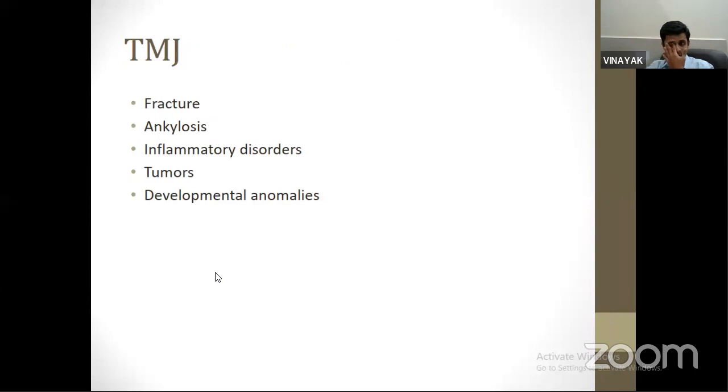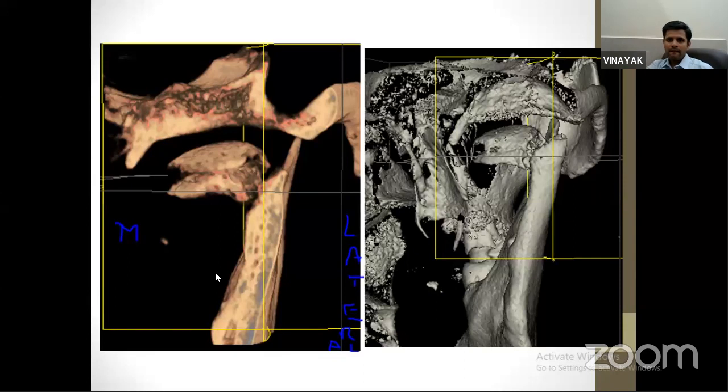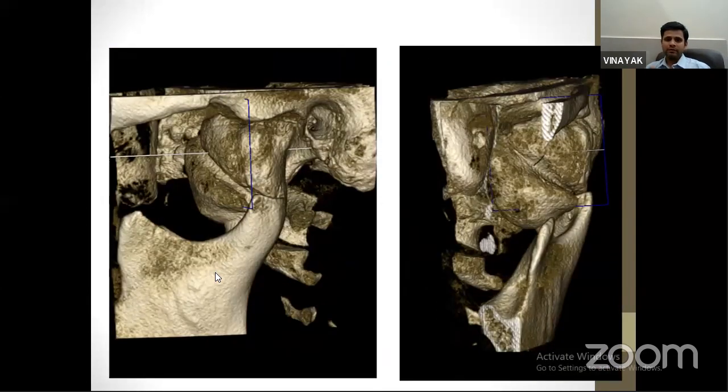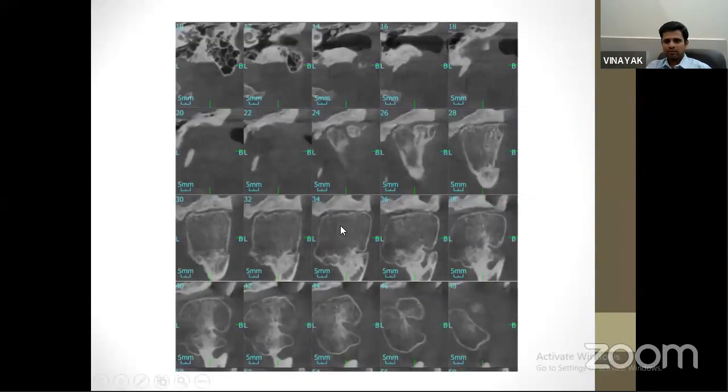Also TMJ, we had seen in other things also, the fracture and everything. So this is the case in which there is a chondroma of the condyle. So the condyle has grown in size. See.